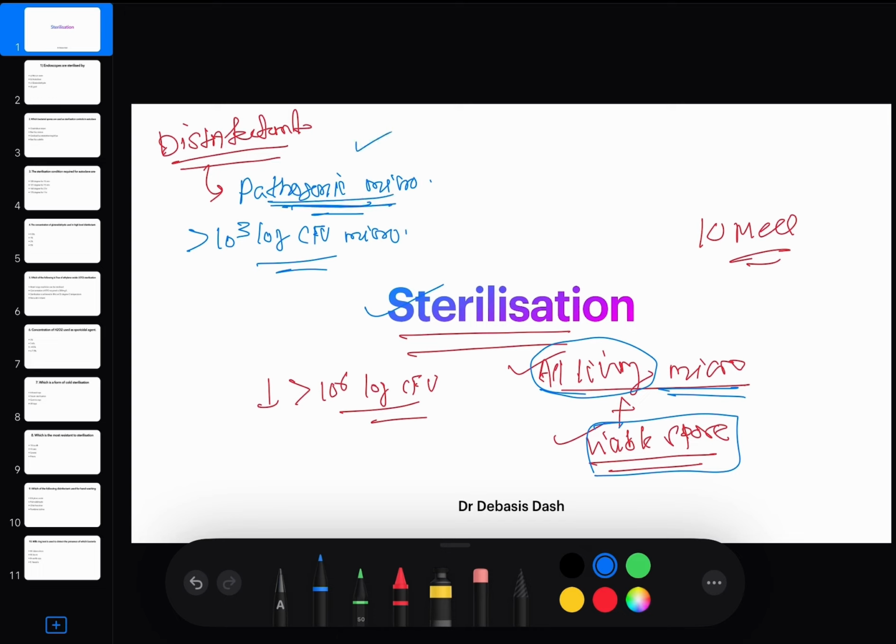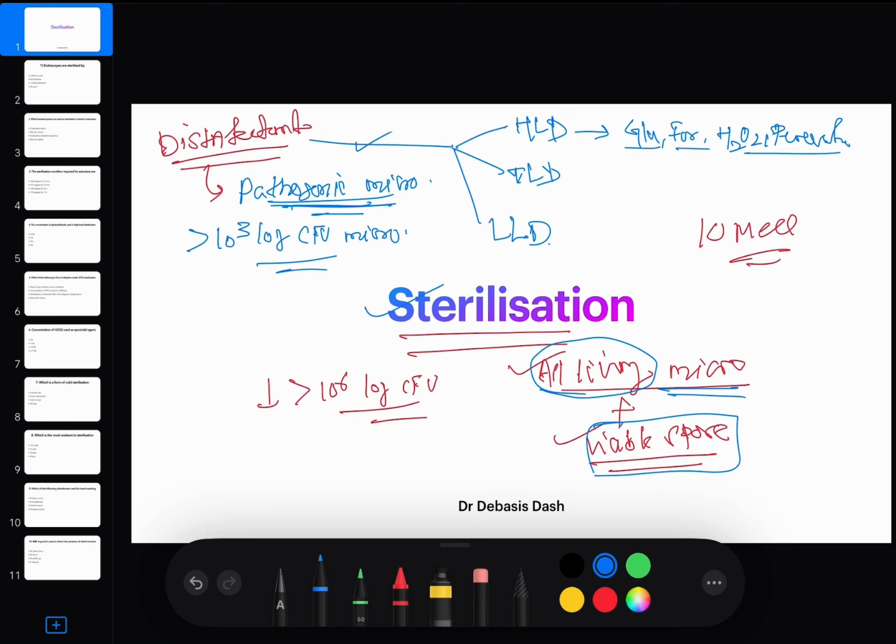The disinfectants are classified into high level disinfectant, intermediate level disinfectant and lower level disinfectant. Let's see some examples. High level disinfectants include the aldehydes, that is glutaraldehyde, formaldehyde, and H2O2 or acetic acid. These are the high level disinfectants.